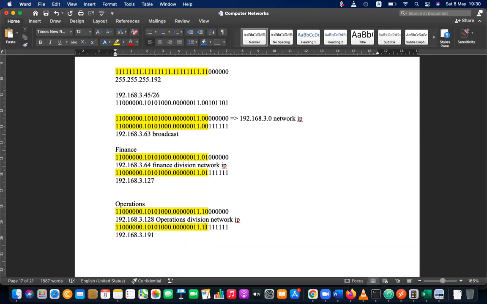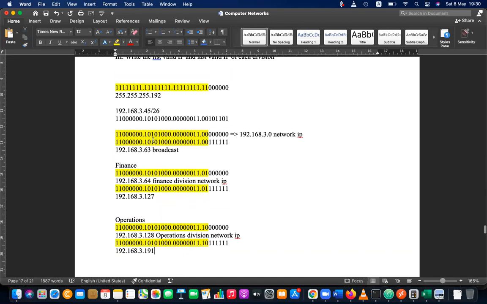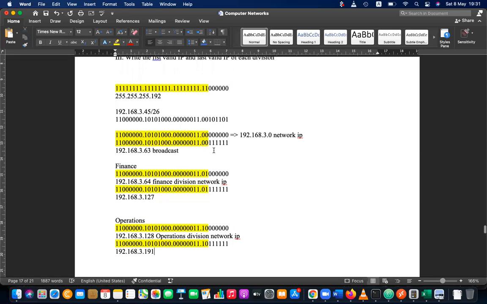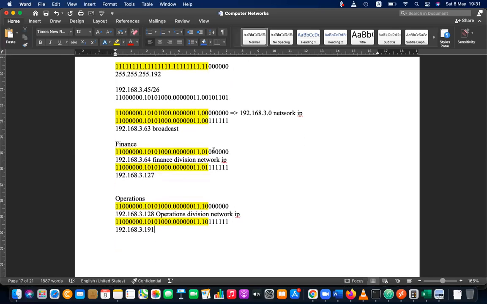This is 10 and the last one will be all ones. Put 10 and all ones, that is 191. Actually, what's happening? It's going 64 by 64. Once you find the easy one, the next ones go 64 by 64. Four networks come: 00 network, 01 network, 10 network, 11 network. Going 64 by 64.